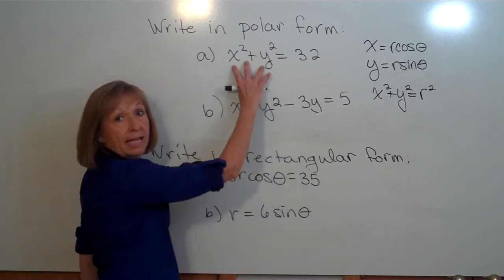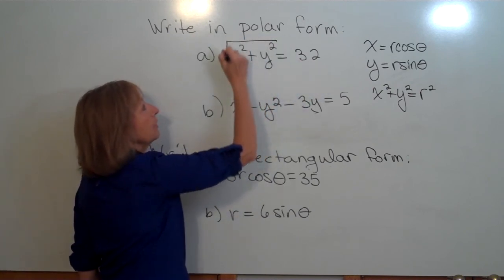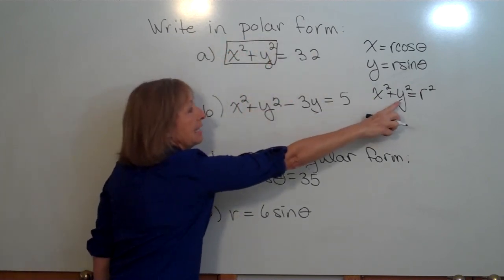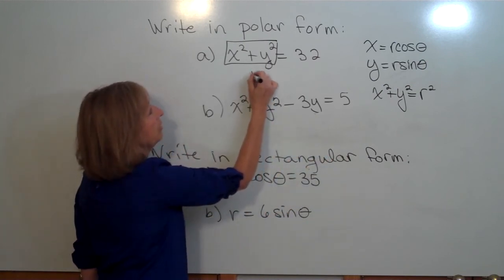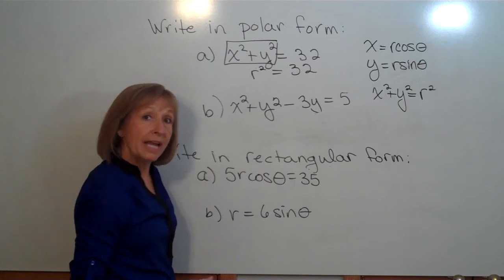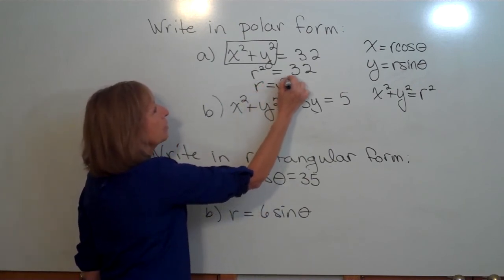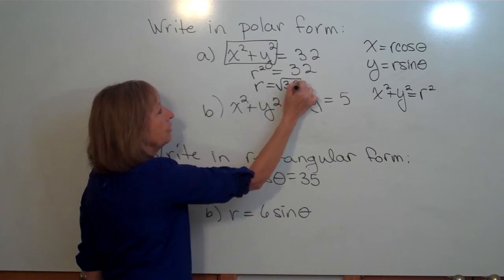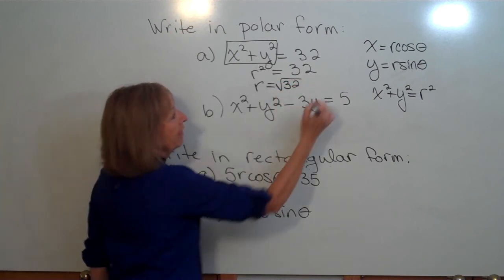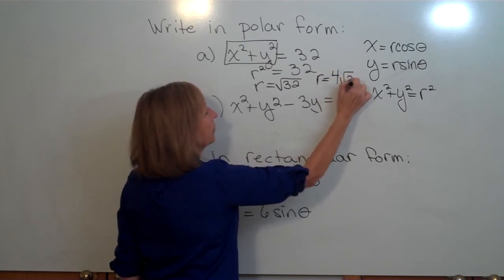Now the first one is x squared plus y squared is equal to 32. Well, x squared plus y squared is equal to r squared. So I just have r squared is equal to 32. And then when you take the square root of both sides, we get r is equal to the square root of 32. And I can simplify that to r is equal to 4 times the square root of 2.